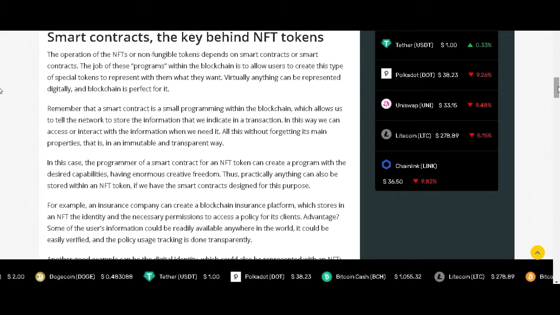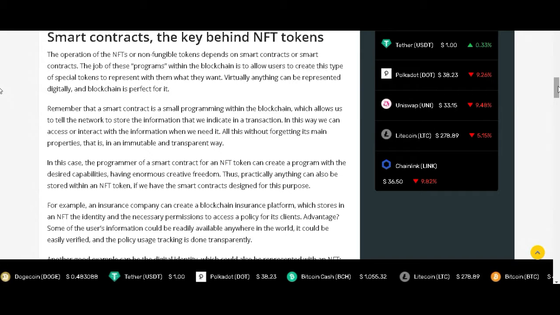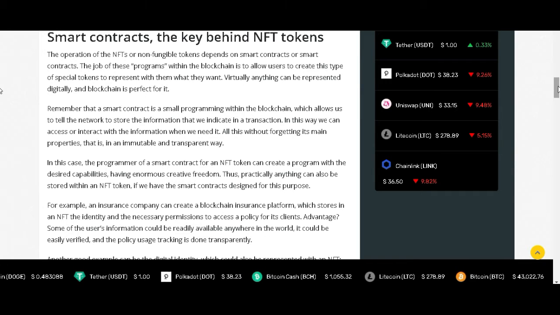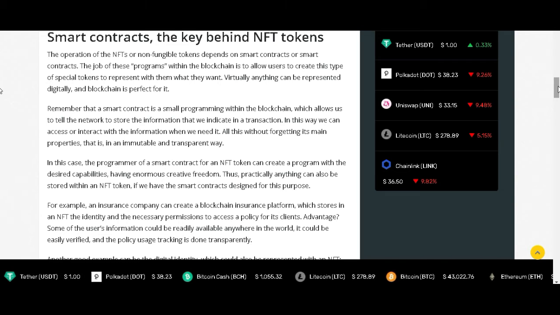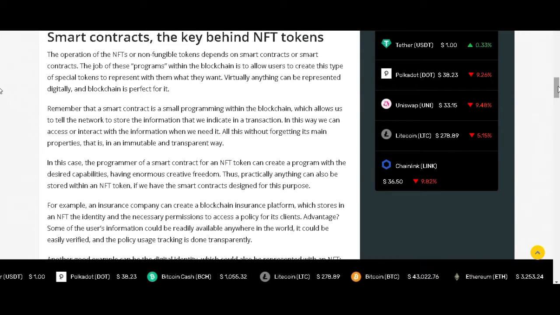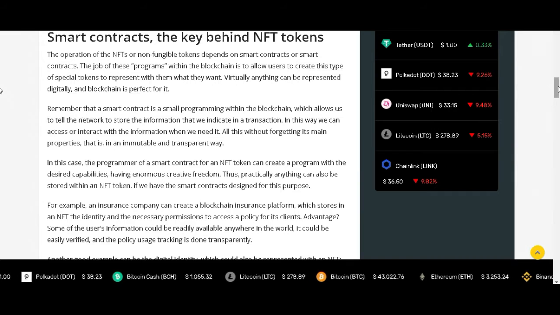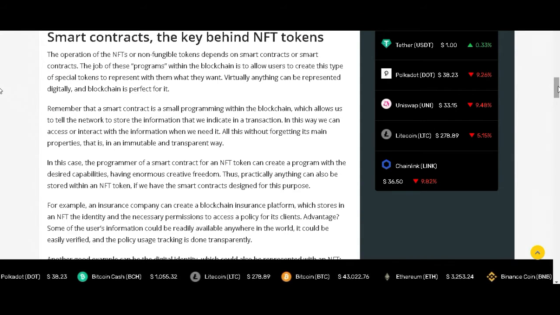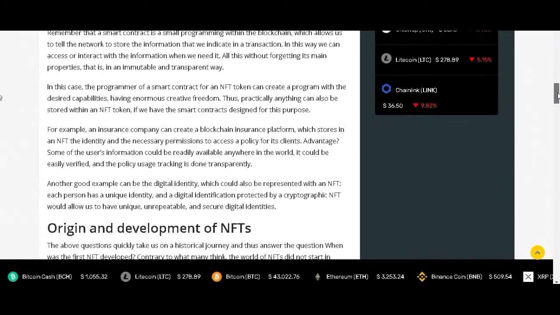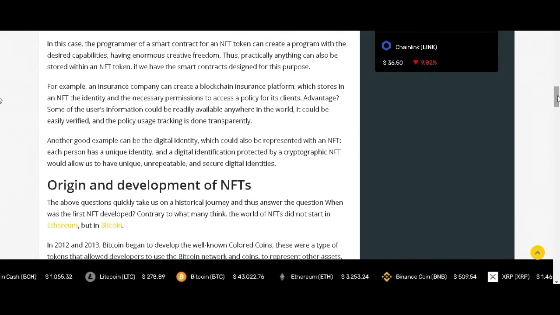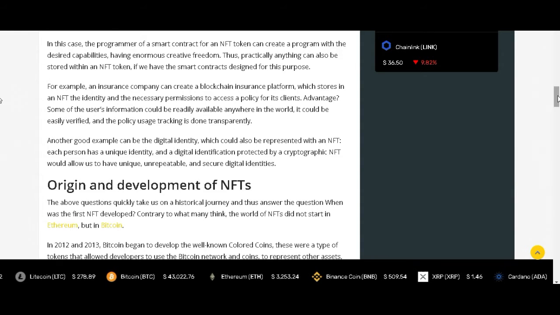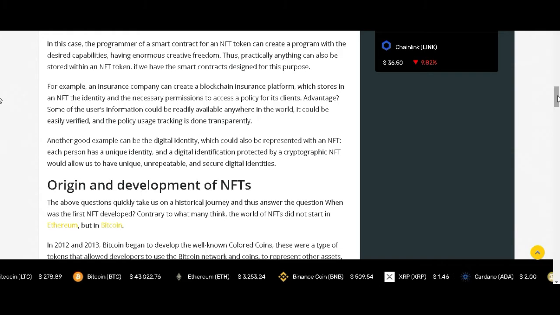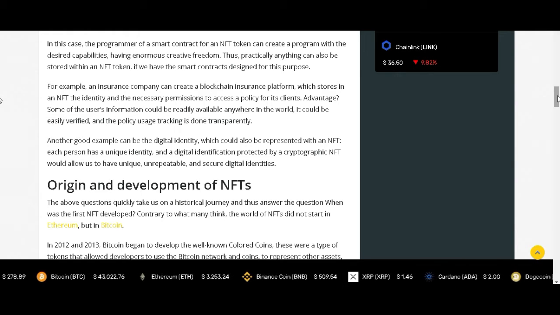Remember that a smart contract is a small program within the blockchain, which allows us to tell the network to store the information that we indicate in a transaction. In this way we can access or interact with the information when we need it. All this without forgetting its main properties, that is, in an immutable and transparent way. In this case, the programmer of a smart contract for an NFT token can create a program with the desired capabilities, having enormous creative freedom.